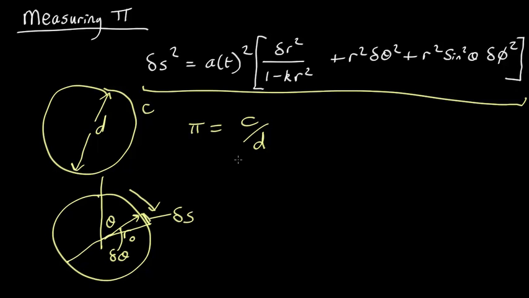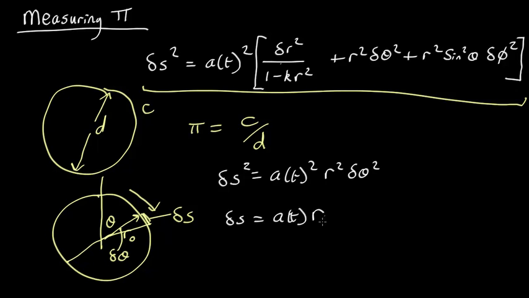And what's delta s in this case? Well, delta s squared is going to be a of t squared. Now in this case, we're just changing theta, we're not changing anything else, so that term's going to be 0, so that's just r squared d theta squared. So that tells us that the element of length, delta s, is just a of t r, which in this case is r naught, times the change in the angle, which is just a small angle approximation. So that's one little bit.